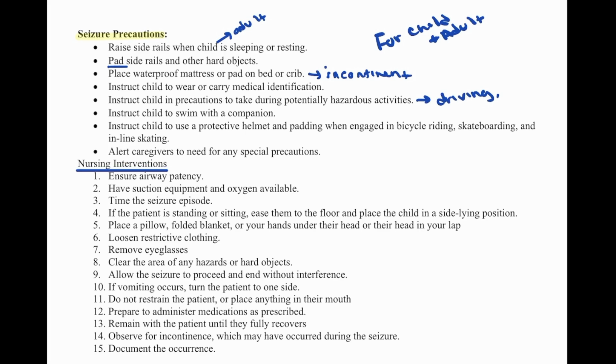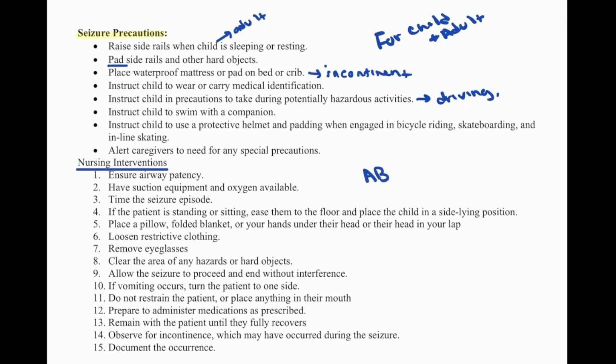These are the really key stuff. So when we have a patient that's on seizure precautions and they're in the hospital, we always want to ensure a patent airway, right? Airway, breathing, circulation, ABCs. That is one of the key things to know for NCLEX. Part of ensuring a patent airway is having suction equipment and oxygen available. So this means at the bedside.